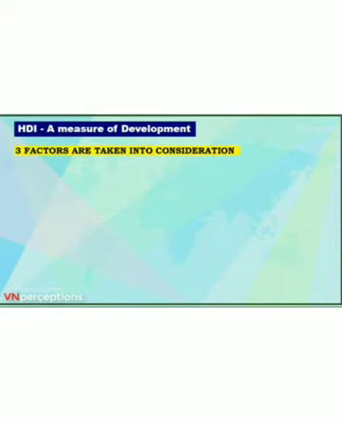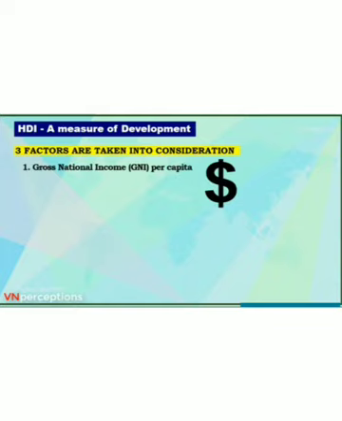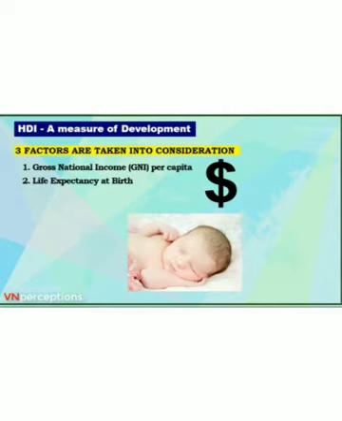The first factor is gross national income per capita, that is the average of gross national income of a country. The second one is life expectancy at birth. Life expectancy at birth means the average number of years a newborn is expected to live. The third one is mean years of schooling of people aged 25 and above. So these three factors: the first tells about income, the second is life expectancy, and the third is the average number of years he or she went to school.